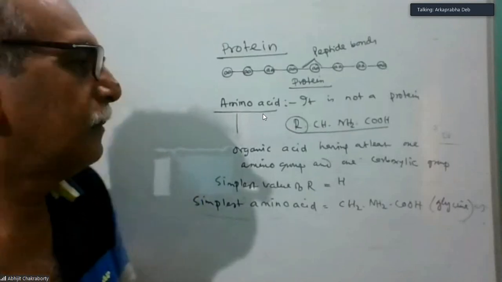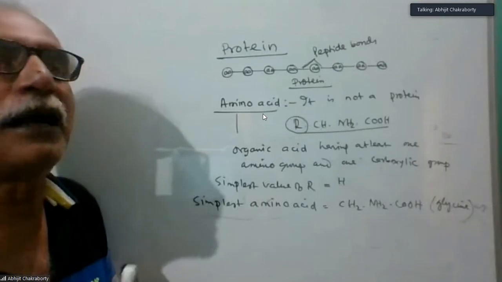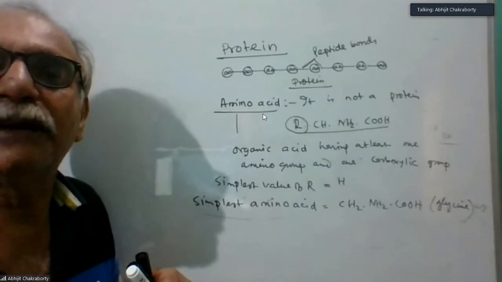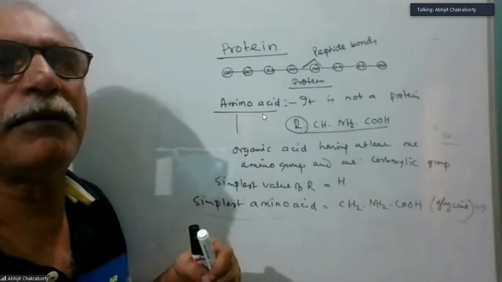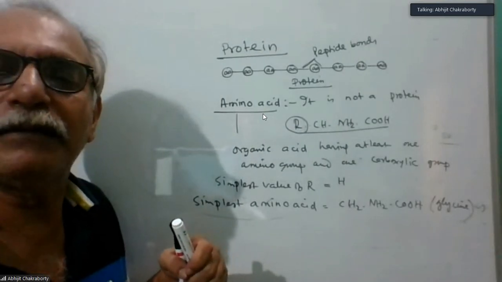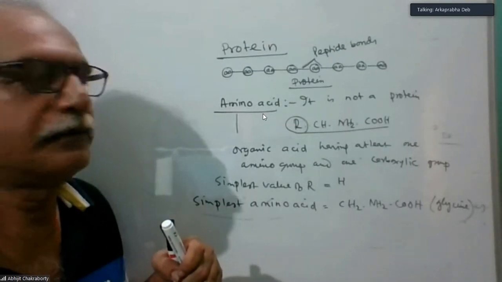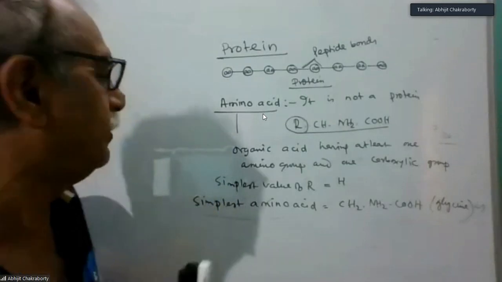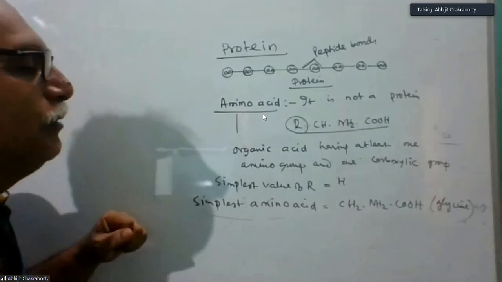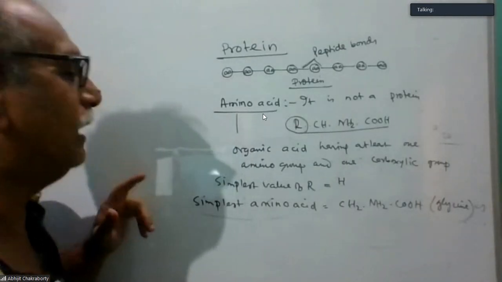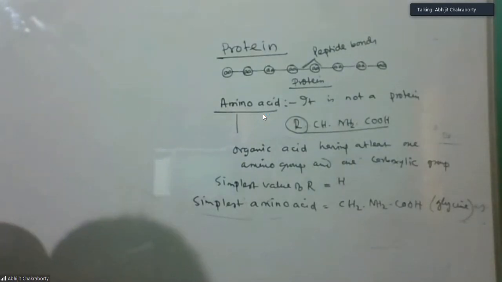Why is an amino acid not called a protein? Because in order to be considered as a protein, at least one peptide bond is required to be present. But you know, a peptide bond is found in between two amino acids. So in a single amino acid, how can a peptide bond be present? That's why it is not considered a protein. So this is the simplest amino acid, CH2NH2COOH, called glycine.